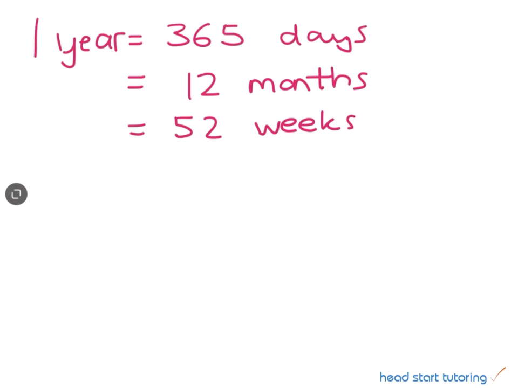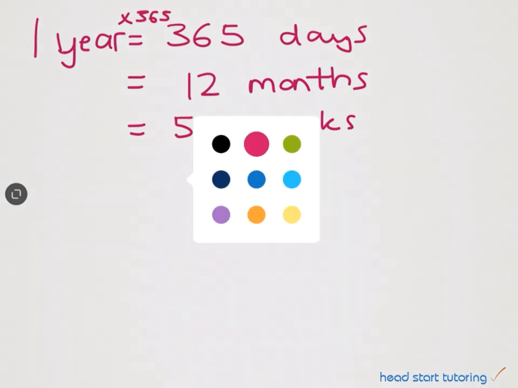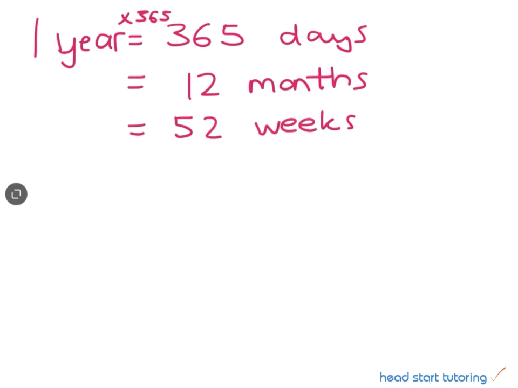So we know that when we are going from years into days, we need to multiply by 365. When we are going from years into months, we need to multiply by 12. When we are going from years into weeks, we need to multiply by 52.